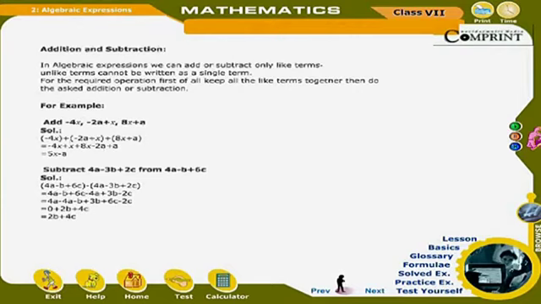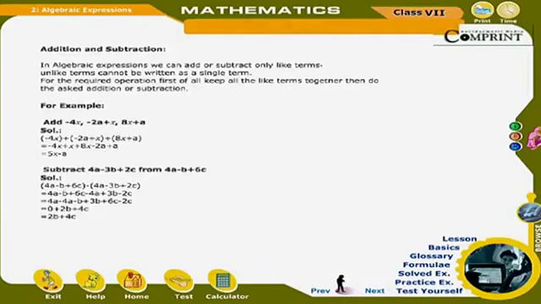Addition and subtraction. In algebraic expressions, we can add or subtract only like terms. Unlike terms cannot be written as a single term. For the required operation, first of all, keep all the like terms together, then do the asked addition or subtraction. For example, add minus 4x minus 2a plus x, 8x plus a. Solution: minus 4x plus minus 2a plus x plus 8x plus a is equal to minus 4x plus x plus 8x minus 2a plus a is equal to 5x minus a.